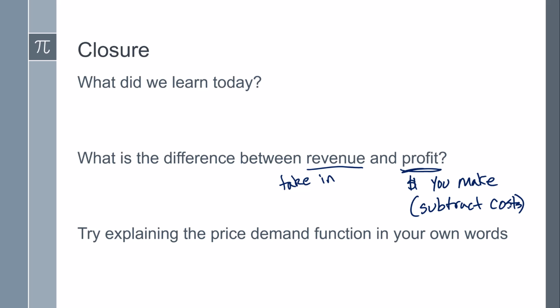Now try explaining the price demand function in your own words. The price demand function, that's the little p, it's the price you have to sell, or the price you want to charge for your item or your product given the demand. So if you want to sell 20, that would be the price. If you want to sell 50, that would be the price that you need to set to be able to do that. This does conclude our lesson.